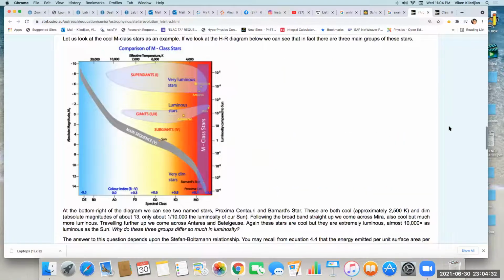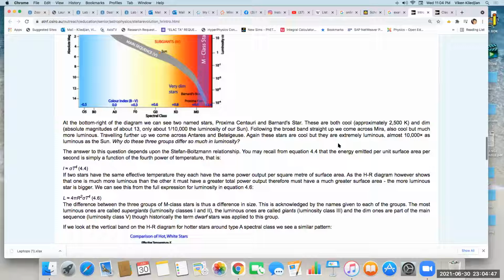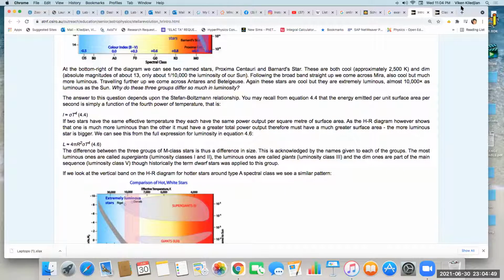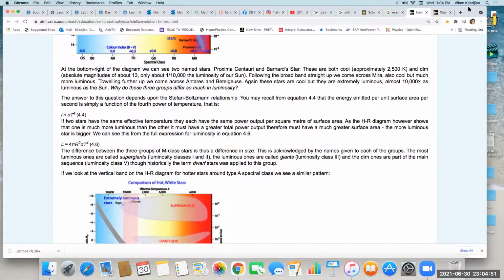Very nice. And then the temperature is showing on the top. The absolute magnitude is showing on the left vertical axis, and on the right side is showing the luminosity of the stars. Okay, so that's kind of what we're talking about. The HR diagram has a lot of information on it.